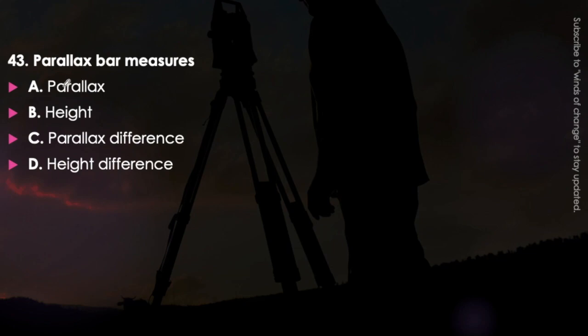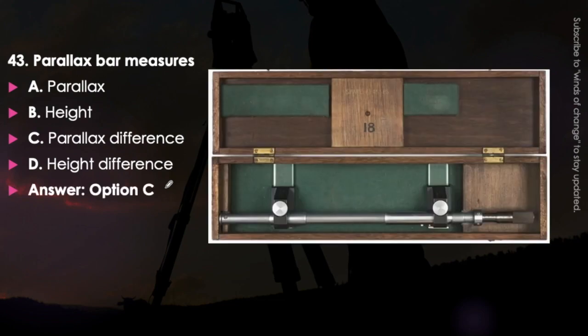Parallax bar measures parallax height, parallax difference, or height difference. Just think about it. It is an easy question. Parallax bar will measure the parallax difference. Okay, option C will be the correct answer. It is an instrument which looks like this. This is the parallax bar which is used for the measurement of the parallax difference.